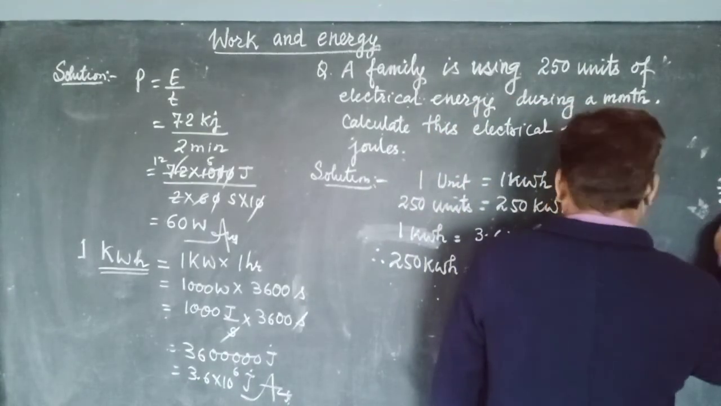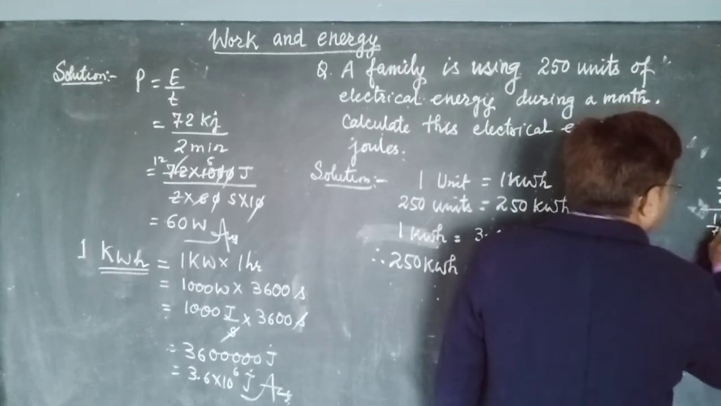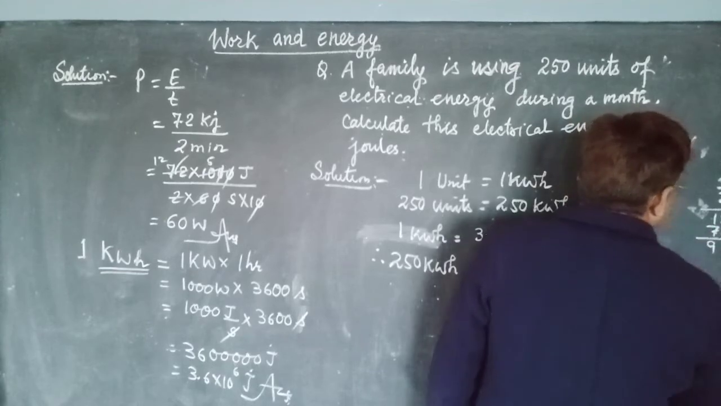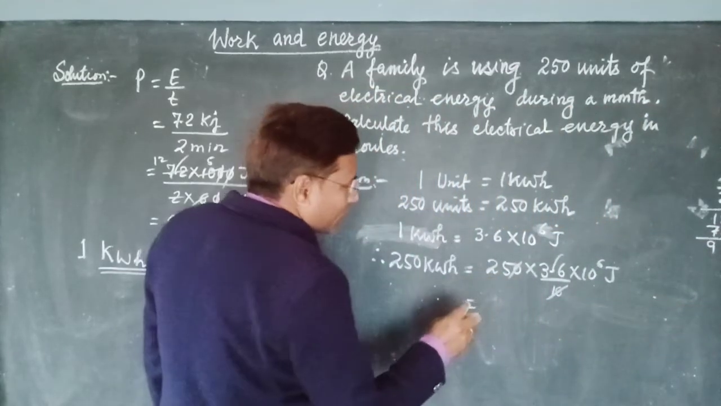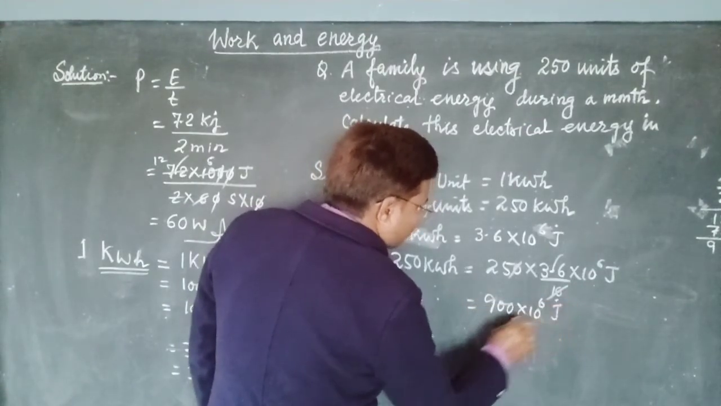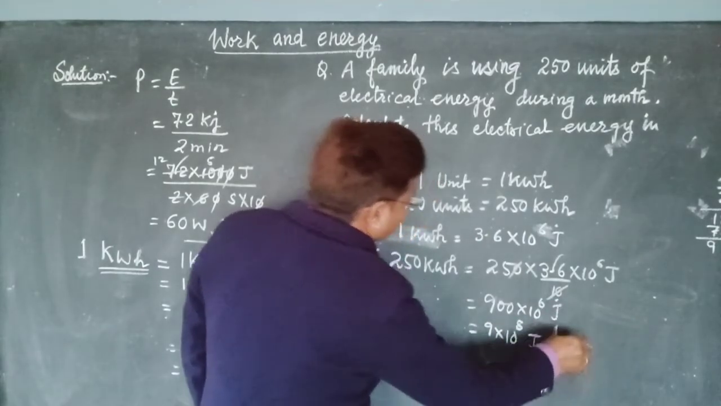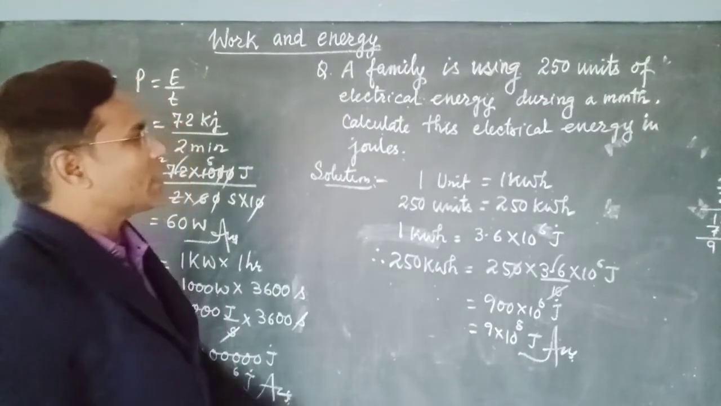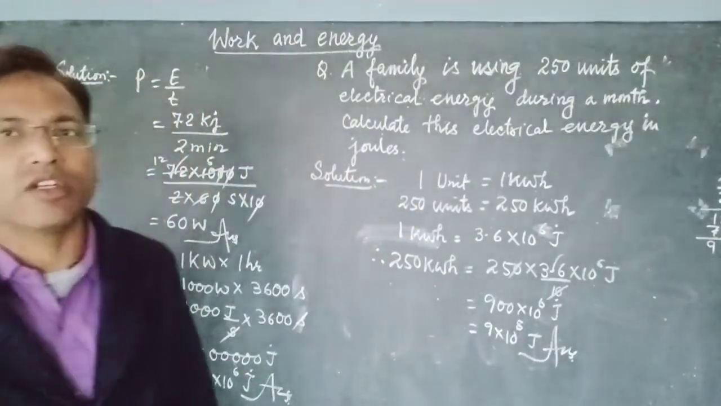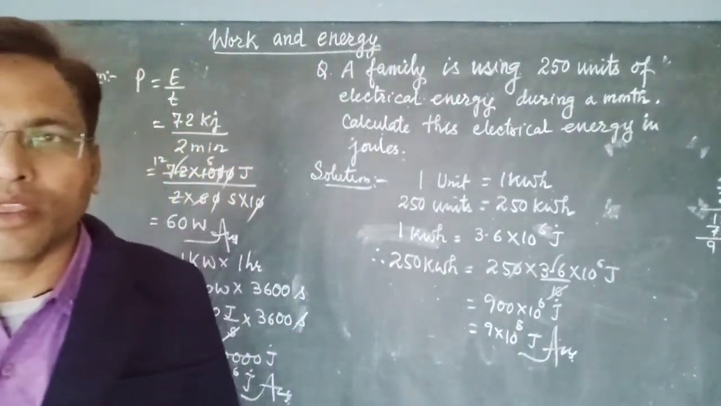180 plus 720, 900 is coming. So what you do, you write here 900 and here 10 to the power 6 joules. So you can write it as 9 into 10 to the power 8 joules. So this is the answer. The electrical energy in joule will be 9 into 10 to the power 8 joules. Clear?